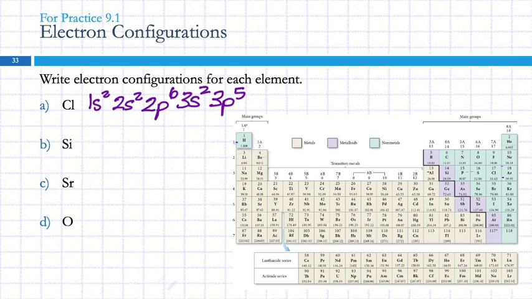So the next one is silicon. So that one's right there. So again, I'm going to start at the top. I've got 1s2. This is 2s2, 2p6, 3s2, and then I'm only 2 into the 3p. So 3p is the next one, and there's only 2 in there.